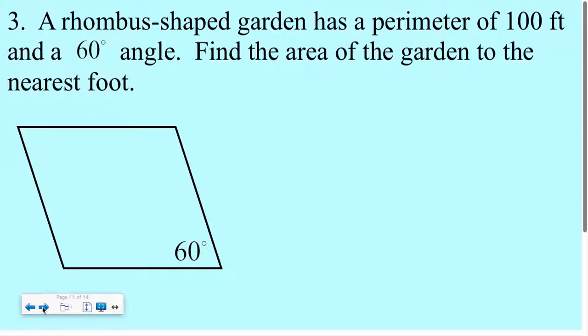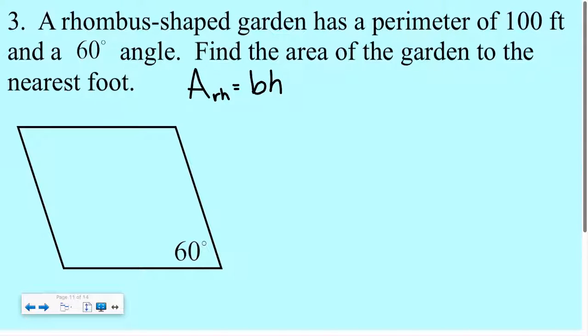So on number 3, a rhombus-shaped garden has a perimeter of 100 feet and creates acute angles of 60 degrees. They want us to find the area of the garden to the nearest foot. You might want to write this down maybe on the side and kind of circle it or star it. The area of a rhombus is found by taking base times height. That's one way to find the area of a rhombus. There's more than one.